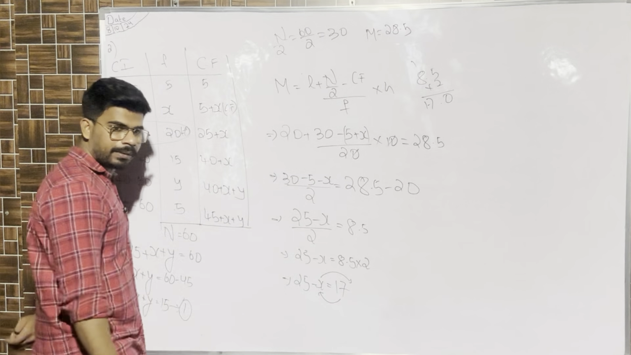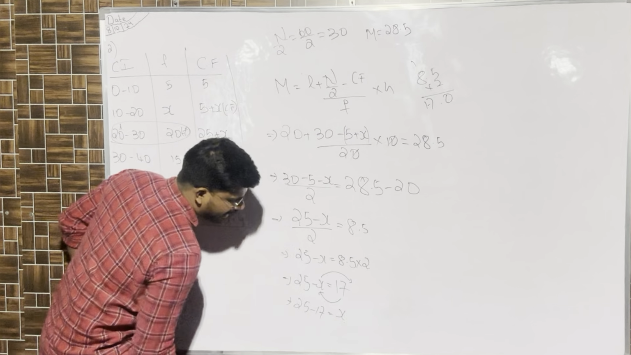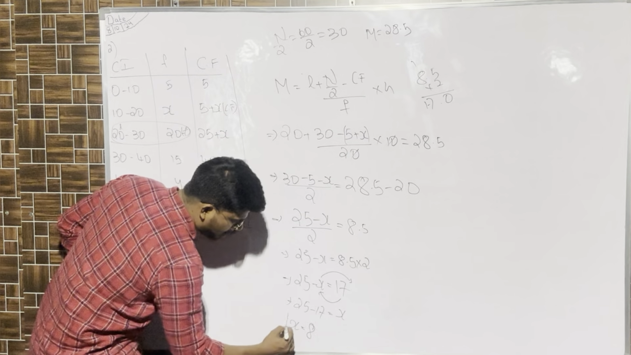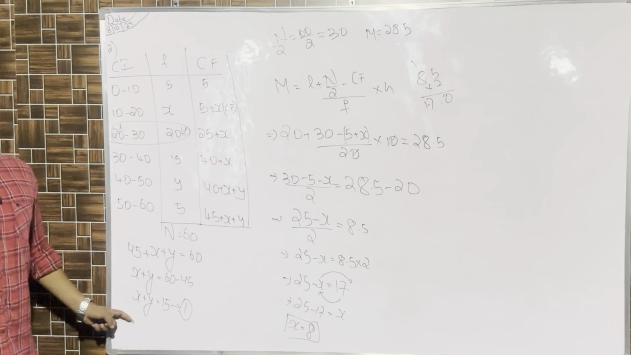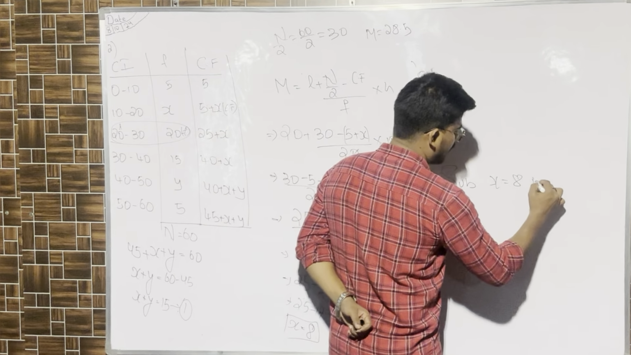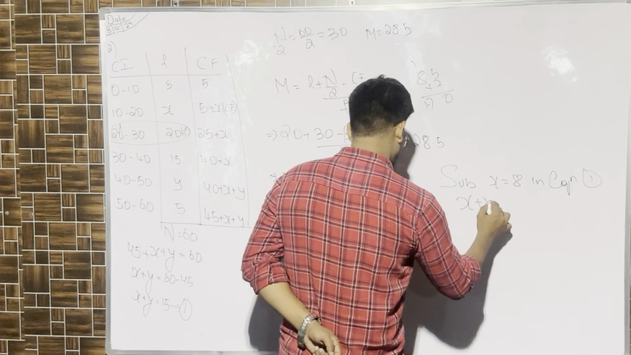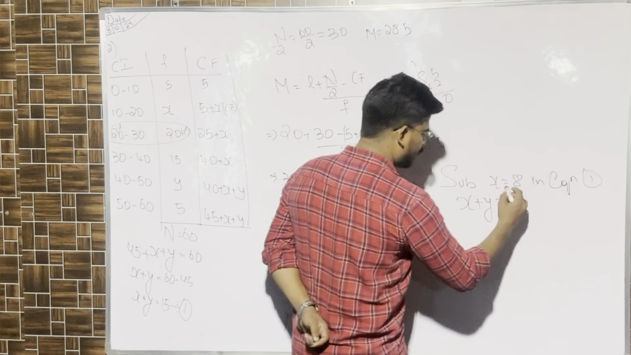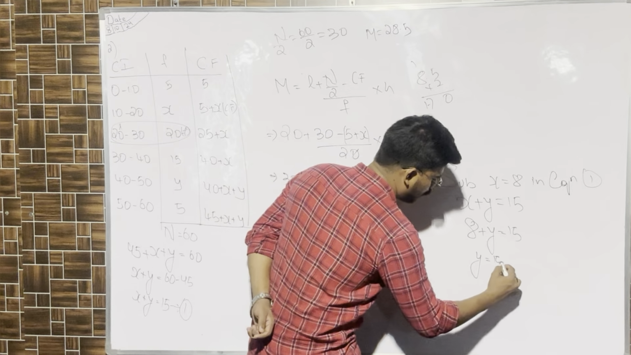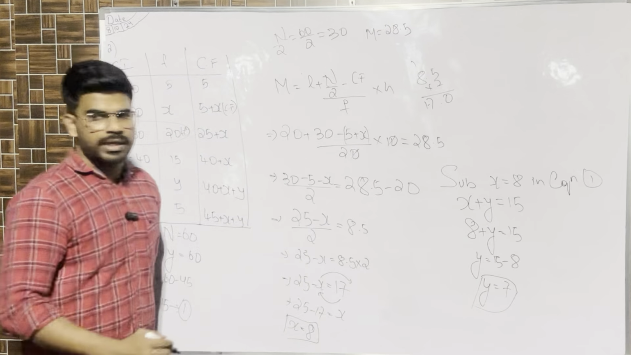Plus 17 comes here, it will become minus. So 25 minus 17 is equal to X. So X is equal to 8. We already made an equation here. Substitute X is equal to 8 in equation 1. What is equation 1? X plus Y is equal to 15. What is the value of X? 8. 8 plus Y is equal to 15. Y is equal to 15 minus 8. Therefore, X is equal to 8 and Y is equal to 7.